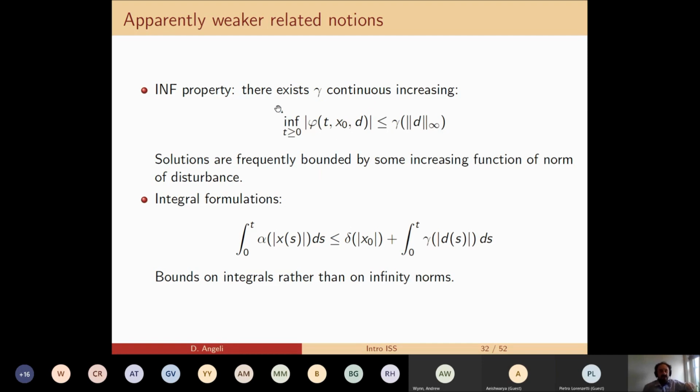It's apparently weaker because we are really only constraining what the solution does along a sequence of times, perhaps, where it assumes its local minima. So it apparently, at least, leaves a lot of freedom to what a solution can do. But we have to keep in mind that we are asking this property for all initial conditions and for all input disturbances. So we're not asking it on a single function. On a single function, this is truly a very weak assumption, because it's an assumption on what it does along a sequence of times. So it's very easy to build signals that have the infimum bounded, but the supremum is not bounded, for instance. Okay? So it's an apparently weaker notion in this respect.